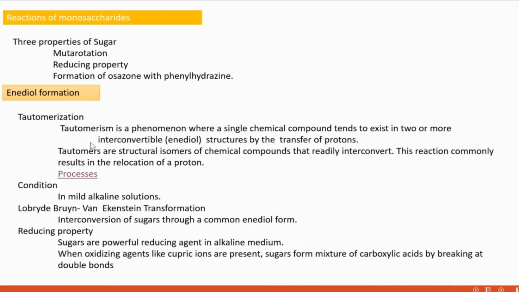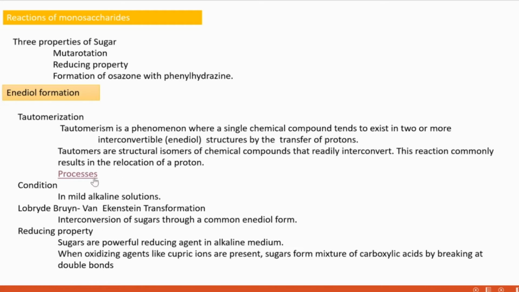That process is called tautomerism. And that enediol we can call tautomers. And it is a structural isomer of the original chemical compound. And also that tautomer is interconvertible. Okay. And that reaction commonly results in relocation of protons. By changing the position of a proton, tautomers are forming.